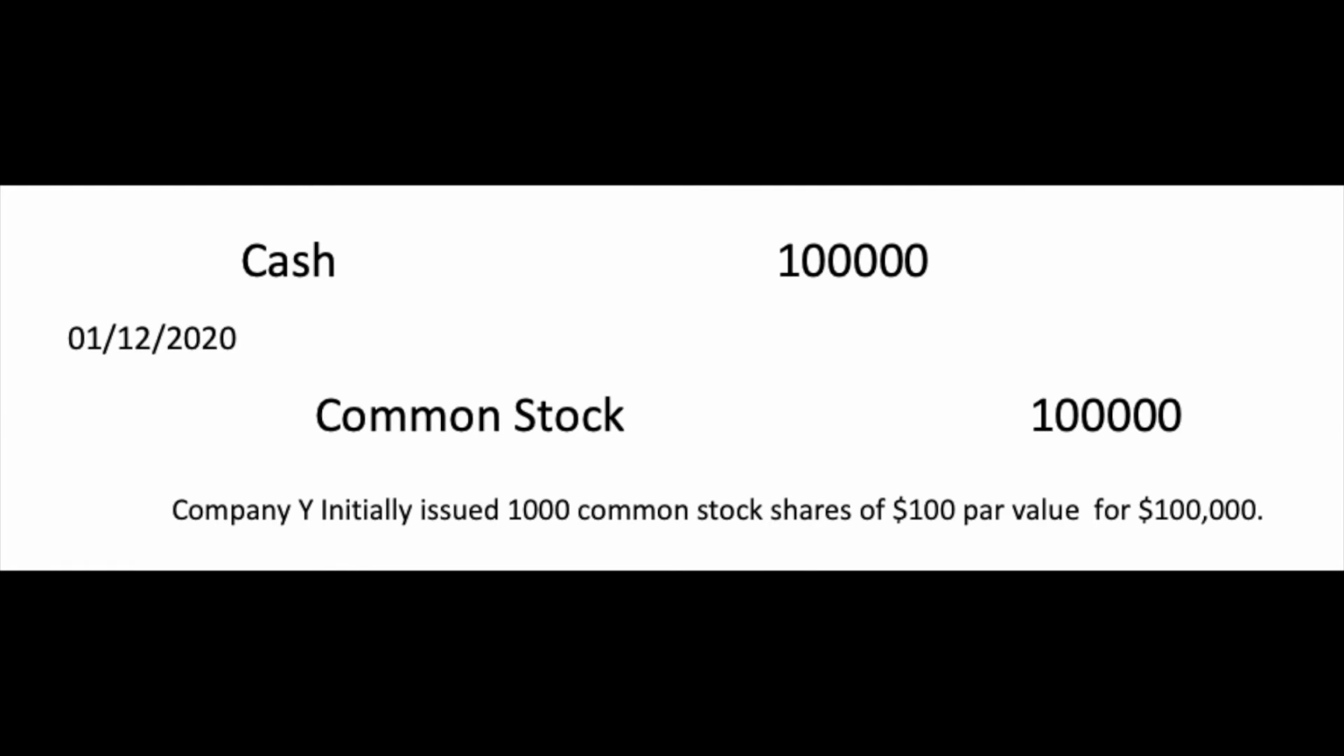The first transaction, Company Y initially issued 1,000 common stock shares of $100 par value for $100,000. In this journal entry, cash of $100,000 should be debited and the common stock credited for $100,000.